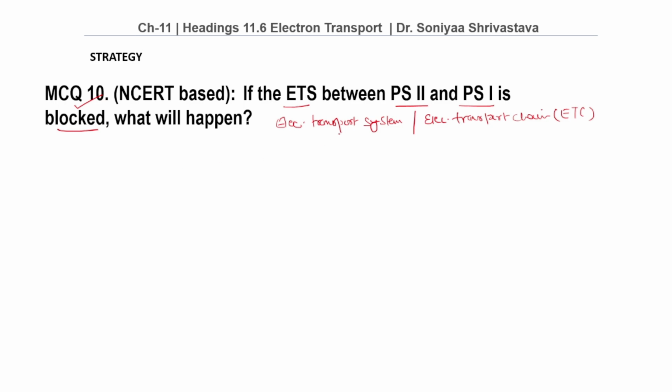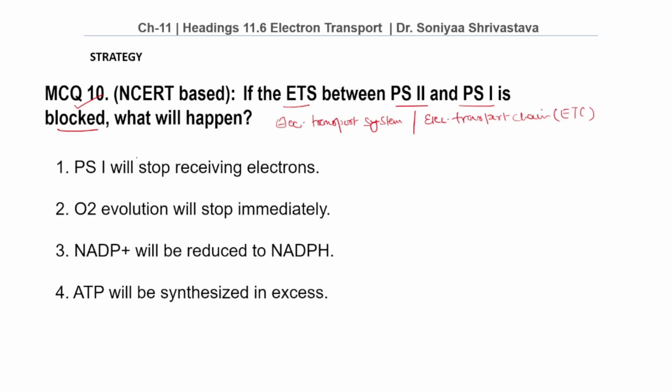Student, think of the electron transport system as a bridge connecting PS2 and PS1. Electrons released from PS2 must travel through the bridge to reach PS1. If the bridge is blocked, what happens to the electron flow? So, let's see our options. We start from option number 2.